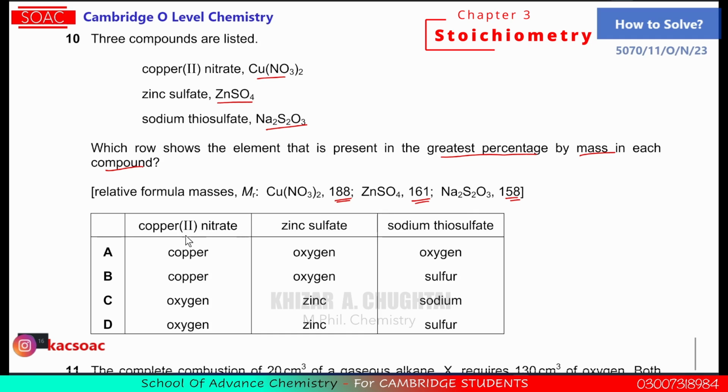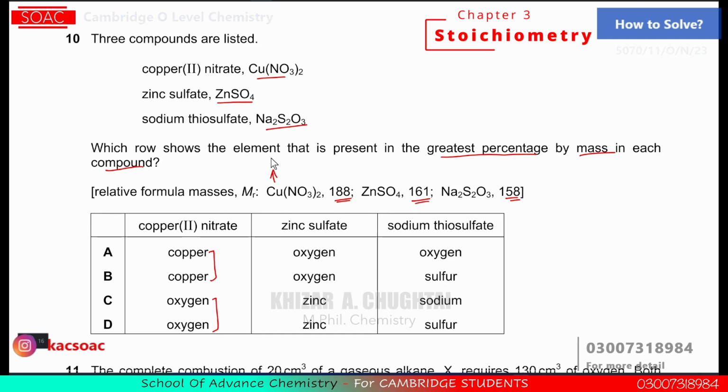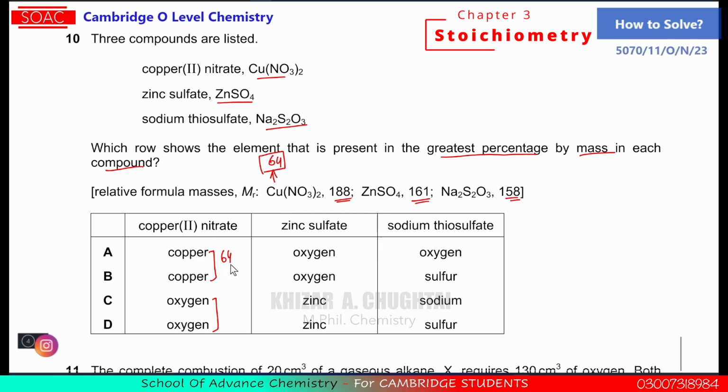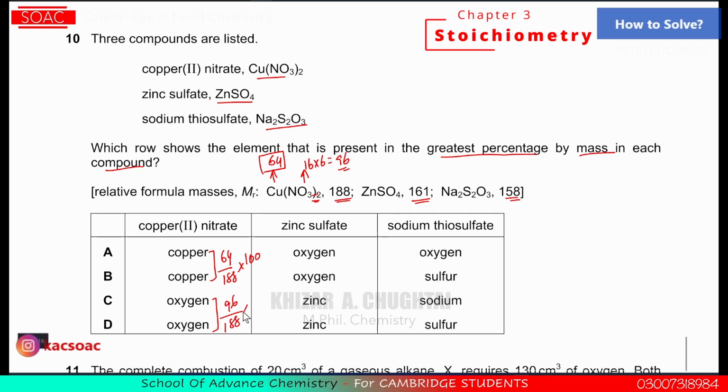So let's talk about copper nitrate first. Copper 2 nitrate, there are two elements, which one is having more percentage. What is the mass of copper in this compound? There is only one copper, and one copper mass is equal to 64. So it is 64 divided by its MR, that is 188 multiplied by 100. In case of oxygen, how many oxygens are there? 6 oxygens are there. One oxygen mass is equal to 16. 6 into 16 is equal to 96. So 96 gram of oxygen is present over 188 overall MR and into 100.